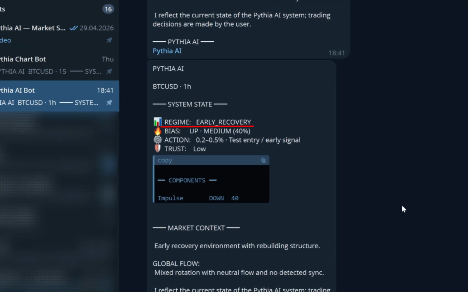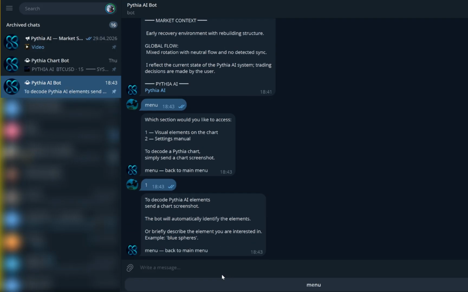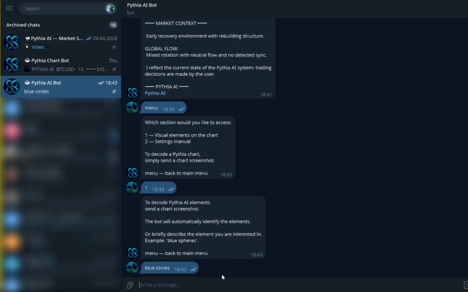Regime, the degree of intermarket alignment. Action, risk conditions in which strategies may currently be more appropriate. Bias, the direction and strength of market energy displacement. Trust, the confidence level of signals based on intermarket conditions. The bot also explains visual elements on the chart, what they represent, and how they may affect market behavior.